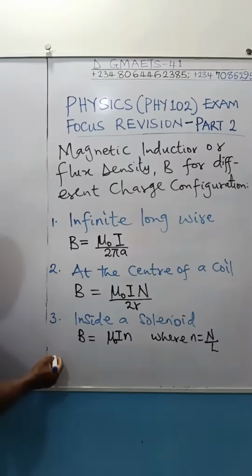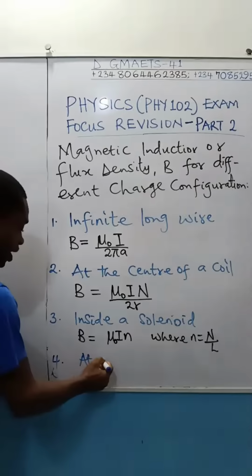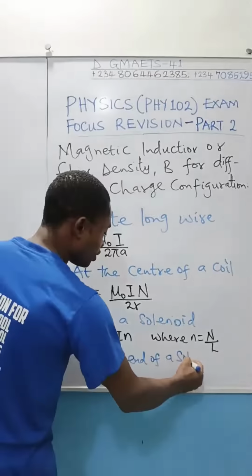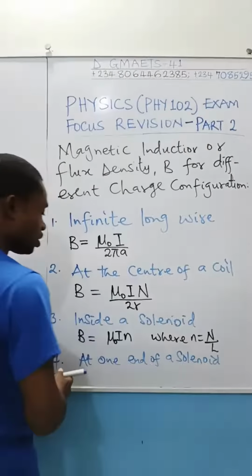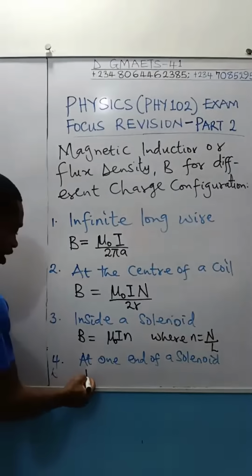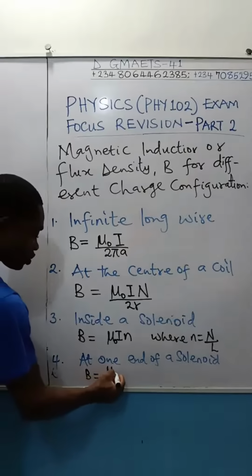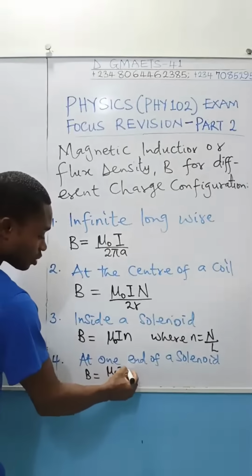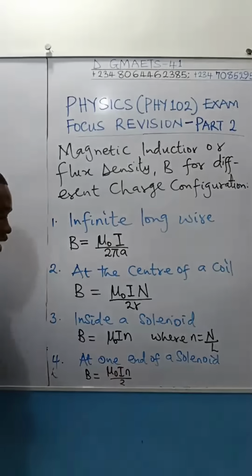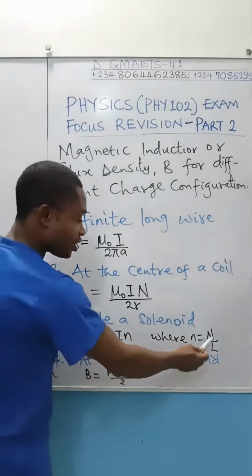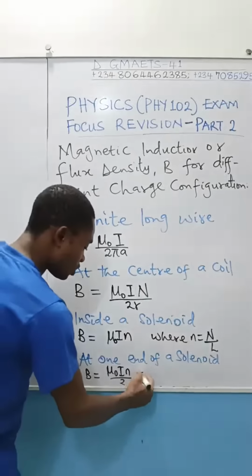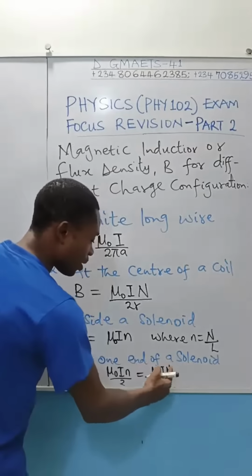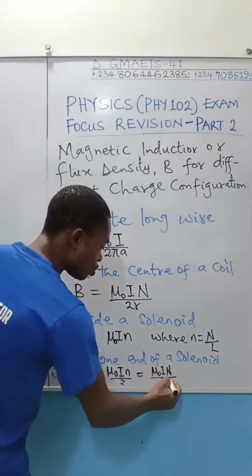Then finally, number 4, at one end of a solenoid, we have the magnetic induction equal to the magnetic permeability times current, then times n over 2. And don't forget that this small letter n, once again, is capital letter N divided by L. So this could still be written as magnetic permeability times current times number of turns all over 2L.